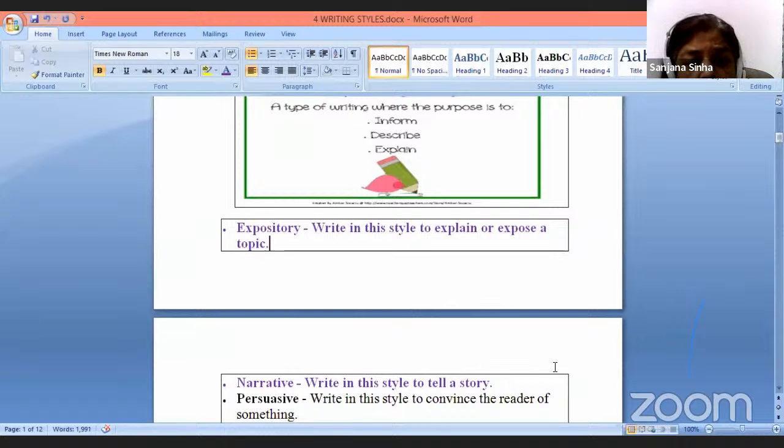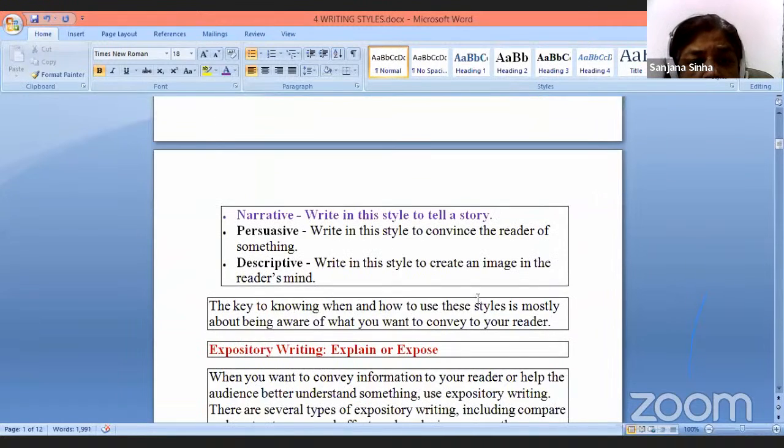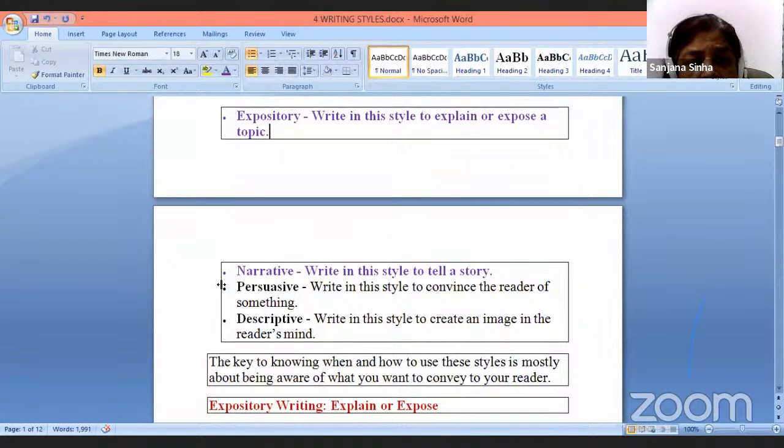Explain or expose a topic. Now, moving to the next, narrative writing style. The second is the narrative. You are all aware of the word narration and narrative. The sole purpose of this writing style is to tell a story. When you're telling a story, you are including a lot of descriptions.